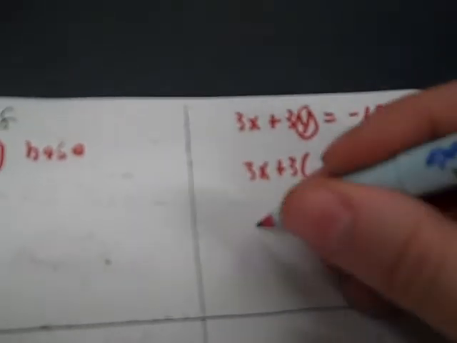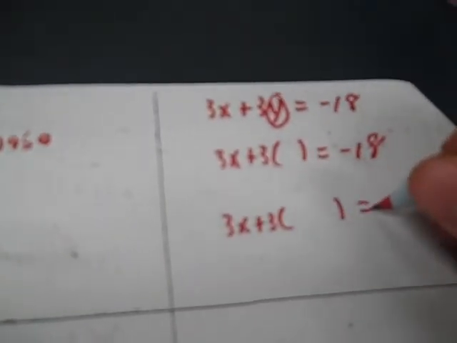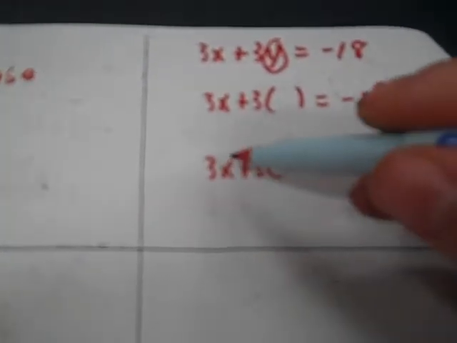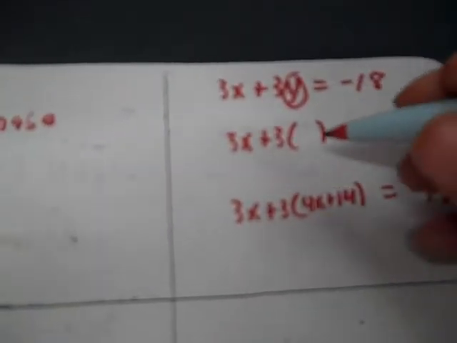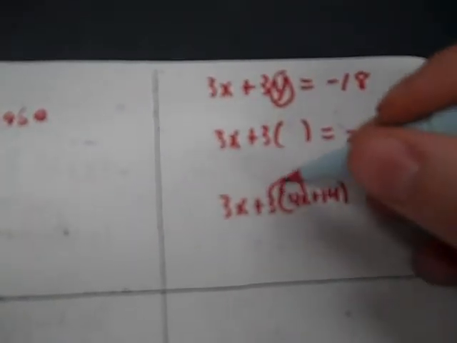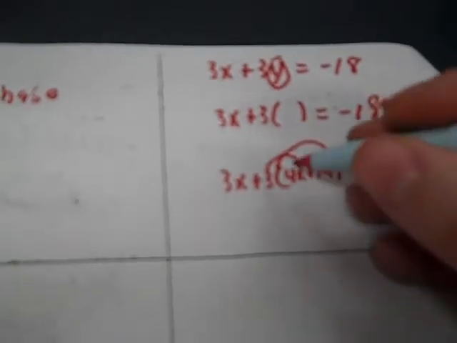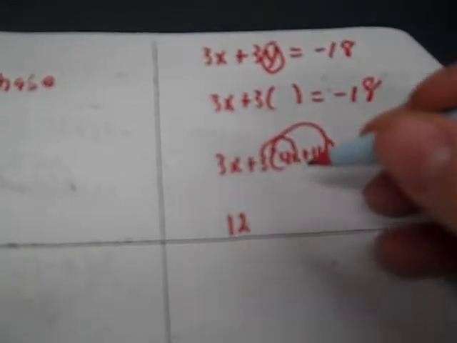And now I make that wider, 3x plus 3. From here to here, it's just about making a parentheses longer, so we can fit what y was equal to, which was 4x plus 14. Okay, so I have x and x, so I'm solving for x first. So I've got, take 3 times 4x and 3 times 14. So that gives me a 12x.